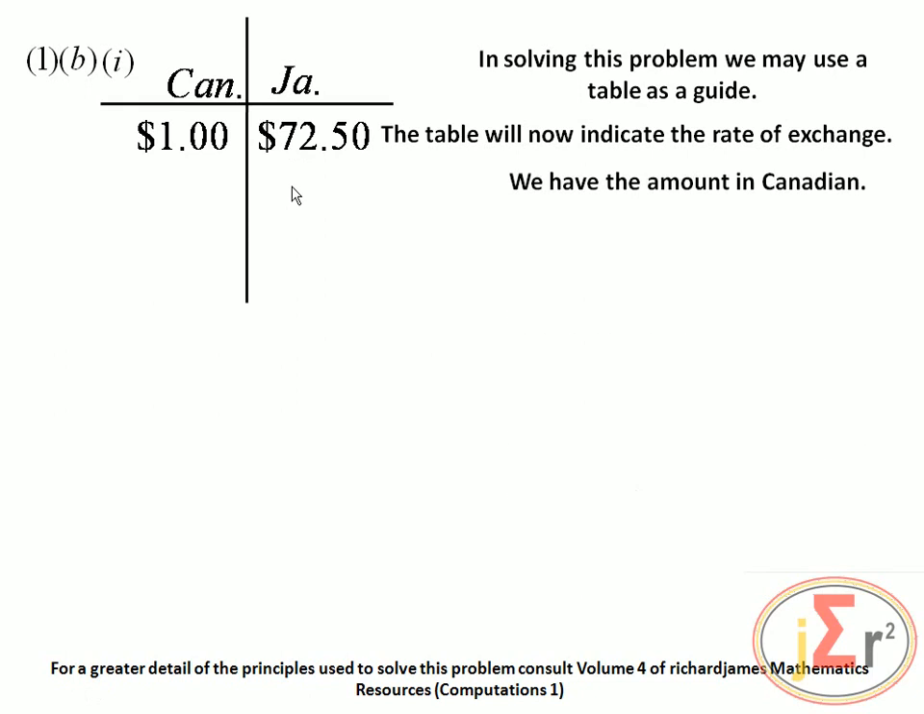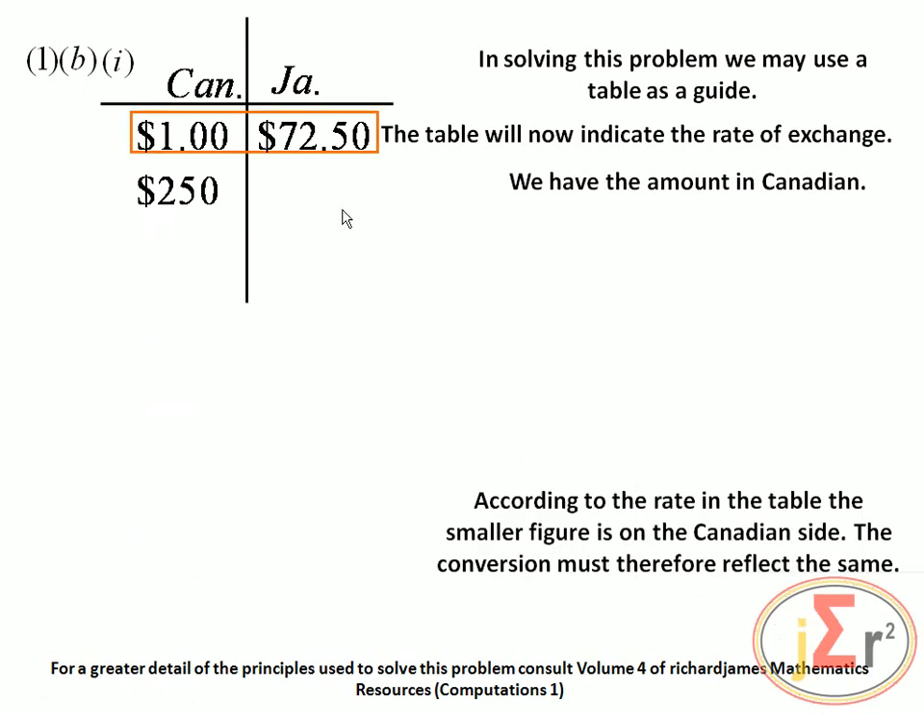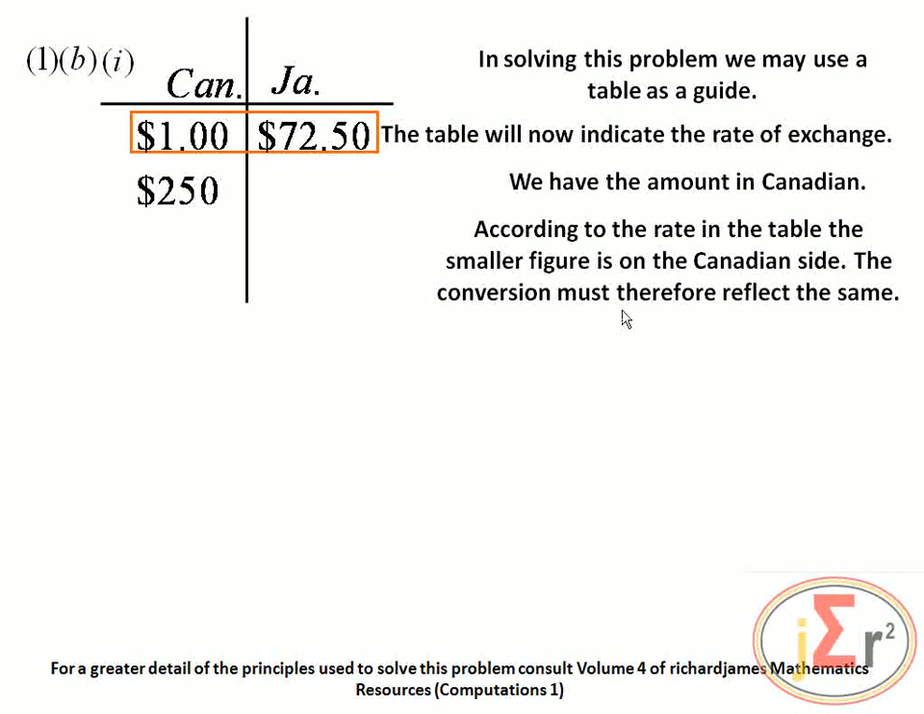We have the amount in Canadian currency, and we need to convert that to the Jamaican currency. According to the rate in the table, of course, the first row in the table is a representation of the rate of exchange. As we can see, the number that we have on the Canadian side, $1, is smaller than the number that we have on the Jamaican side. We may say also that the number that we have on the Jamaican side, 72.5, is larger than the figure on this side.